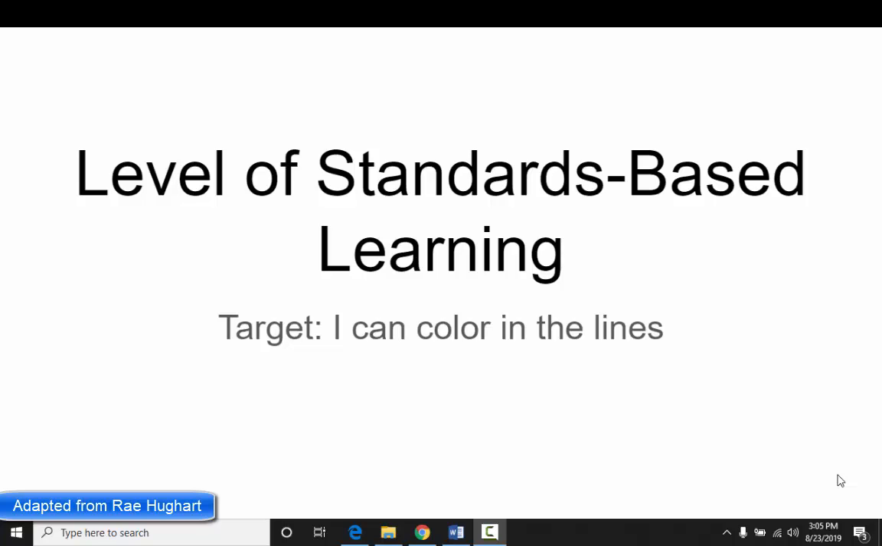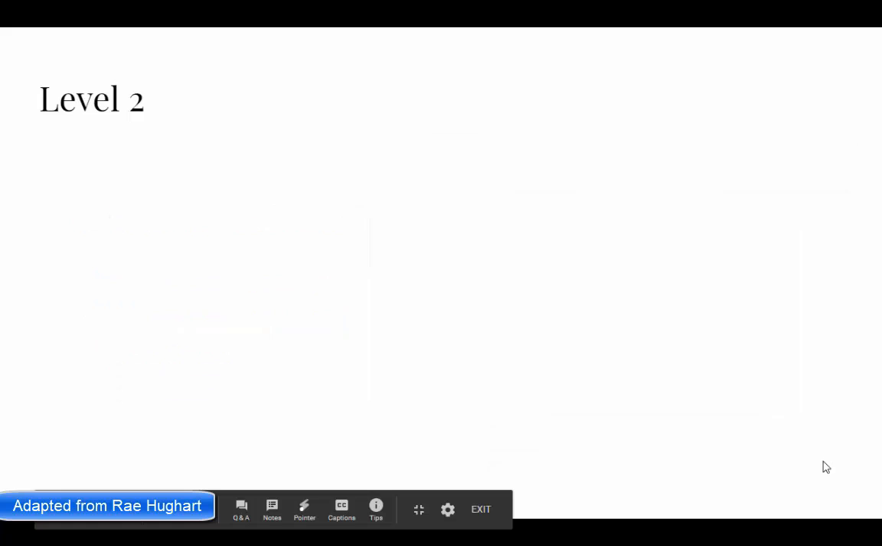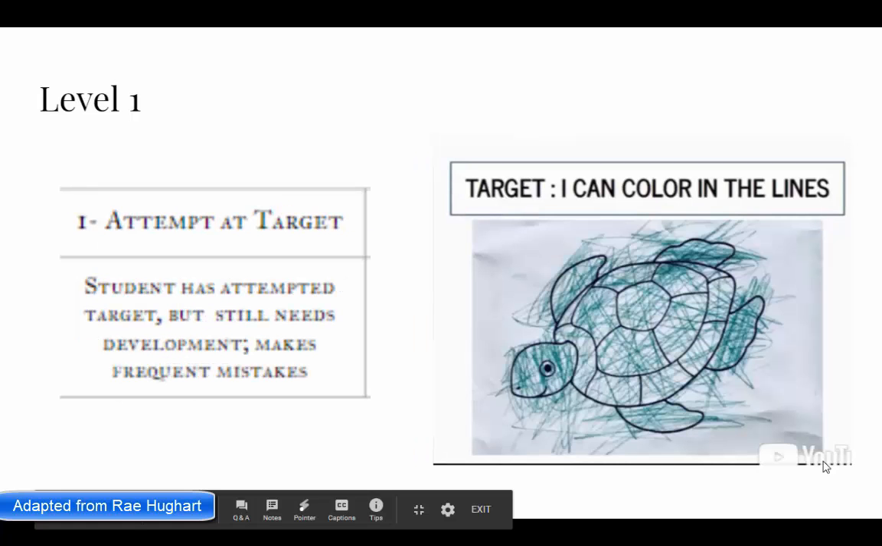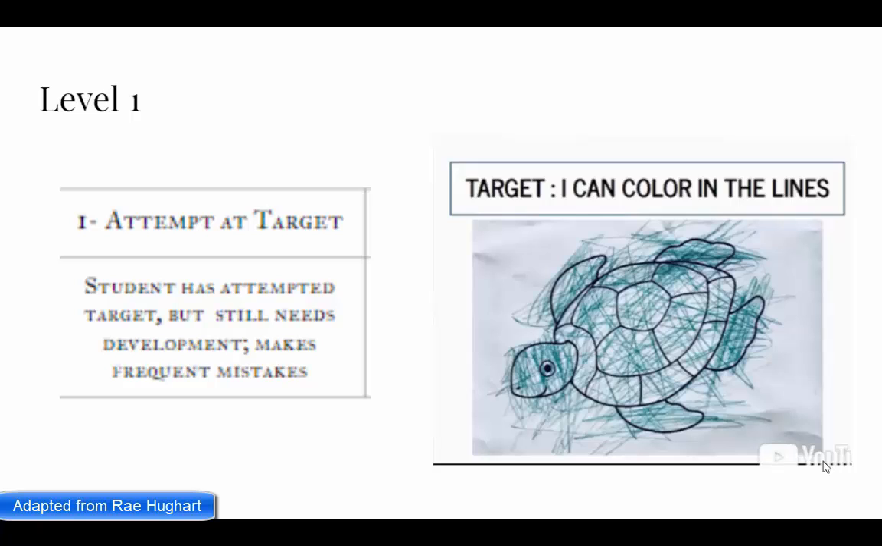Okay, now what did that look like? This is what I would visualize a level 1 to be, okay? This is an attempt, right? If we read the description, student has attempted target but still needs development, makes frequent mistakes. There's a lot of mistakes, right, in coloring in the lines there.